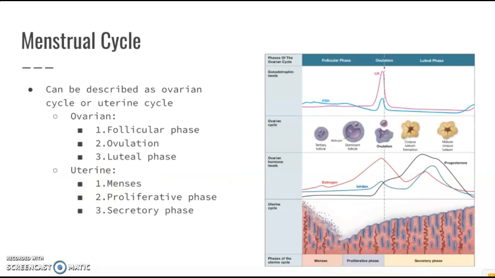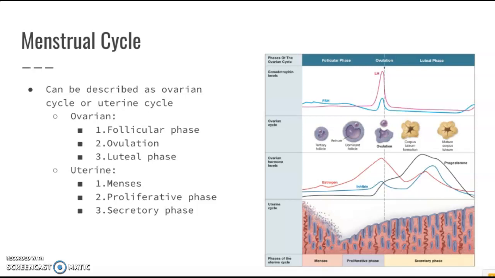So the main thing that we'll be talking about today is the menstrual cycle, and this can be described as either the ovarian cycle or the uterine cycle. The ovarian cycle is split into three different phases. The first one is the follicular phase, which is a period of follicular growth in the ovary, and this lasts about 10 to 21 days.